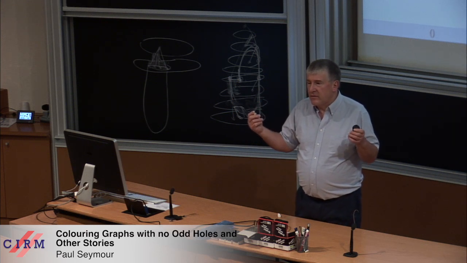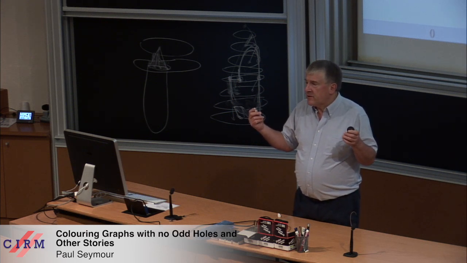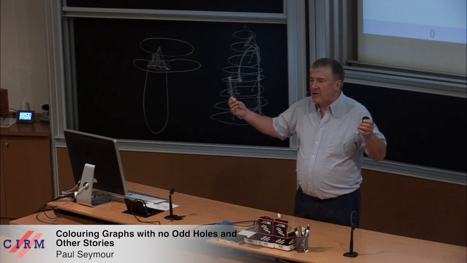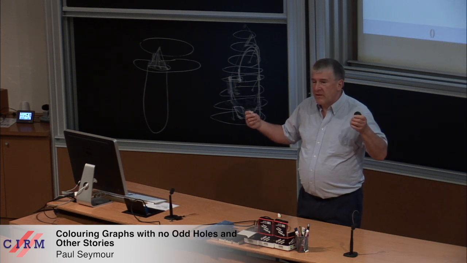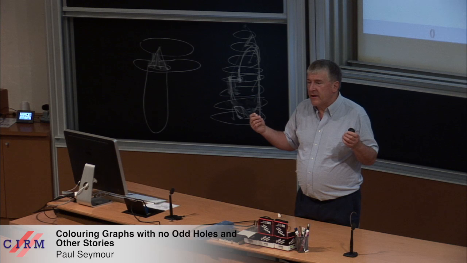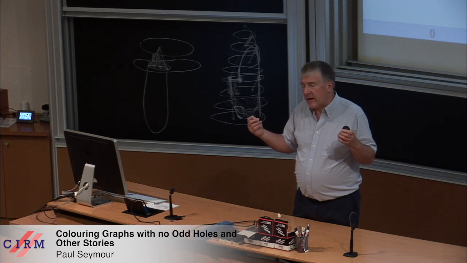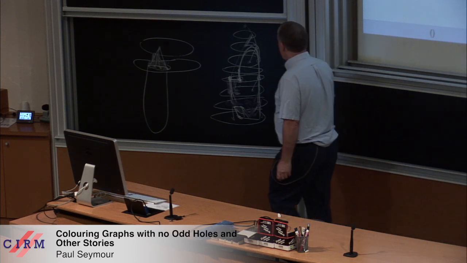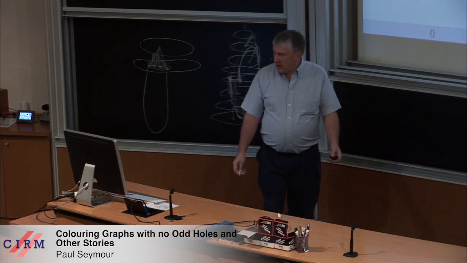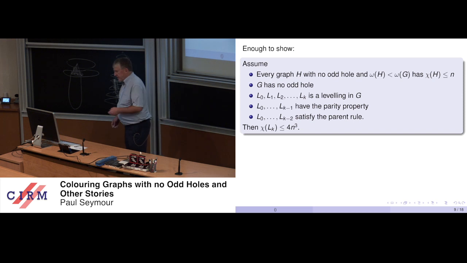It's a co-graph. Do you know about co-graphs? A co-graph is a graph that doesn't have an induced subgraph which is a three-edge path. That definition's going to come on the screen eventually. But there are lots of nice things about co-graphs, and in particular, they're perfect. The chromatic number equals the clique number. Anyway, we need to prove this fact.